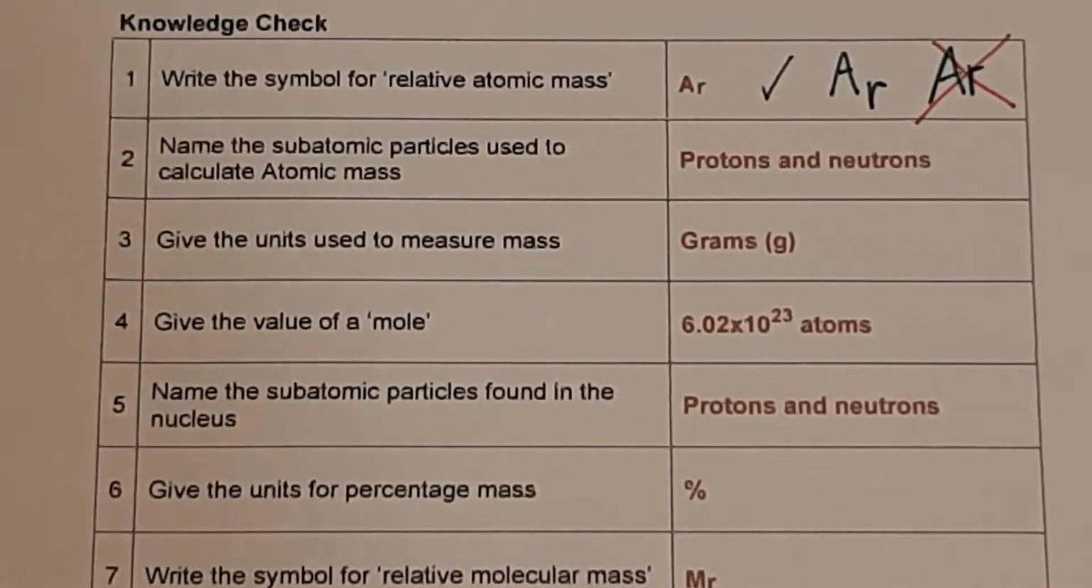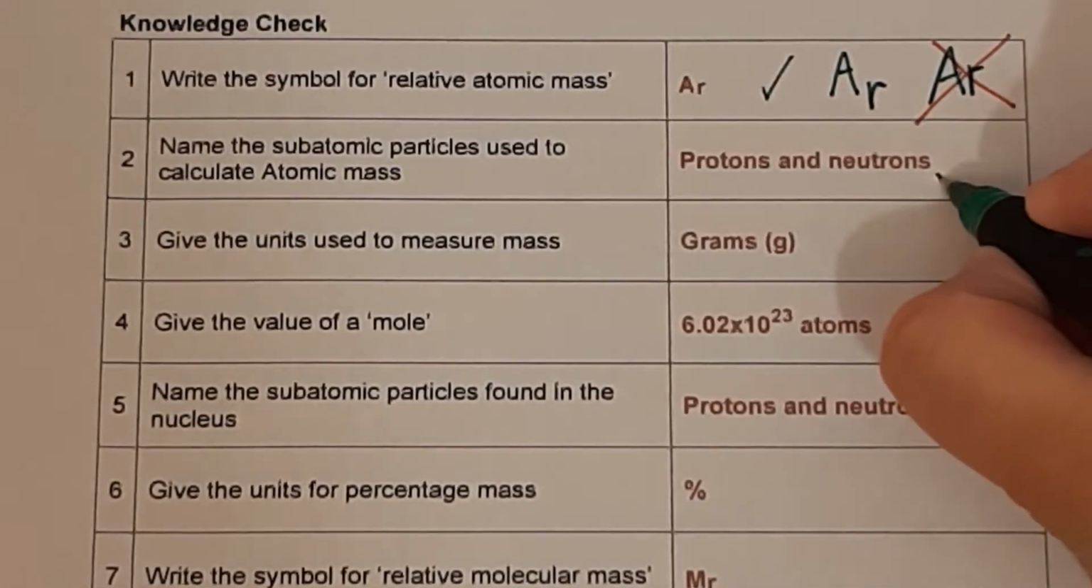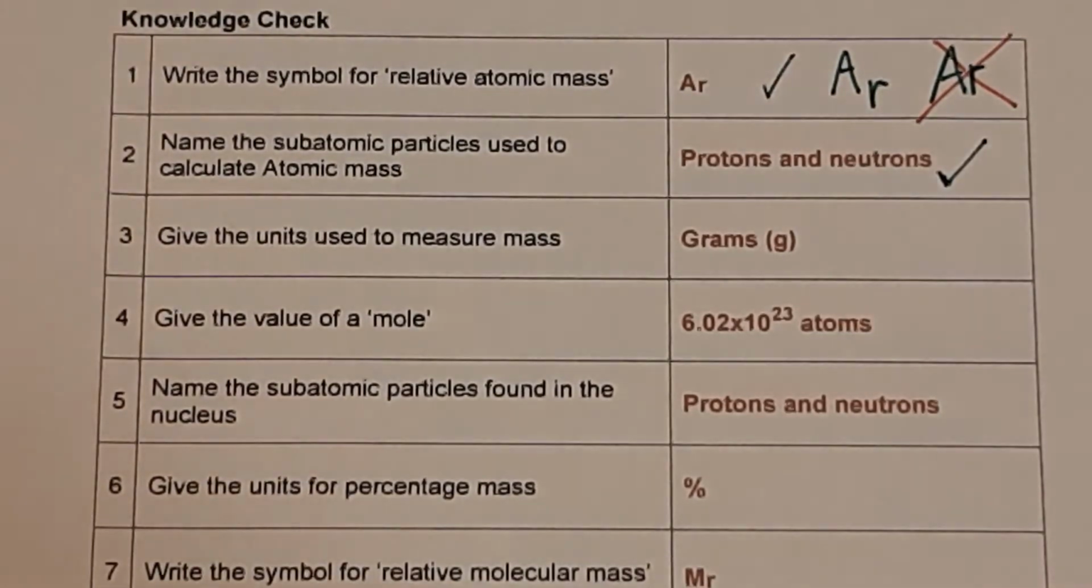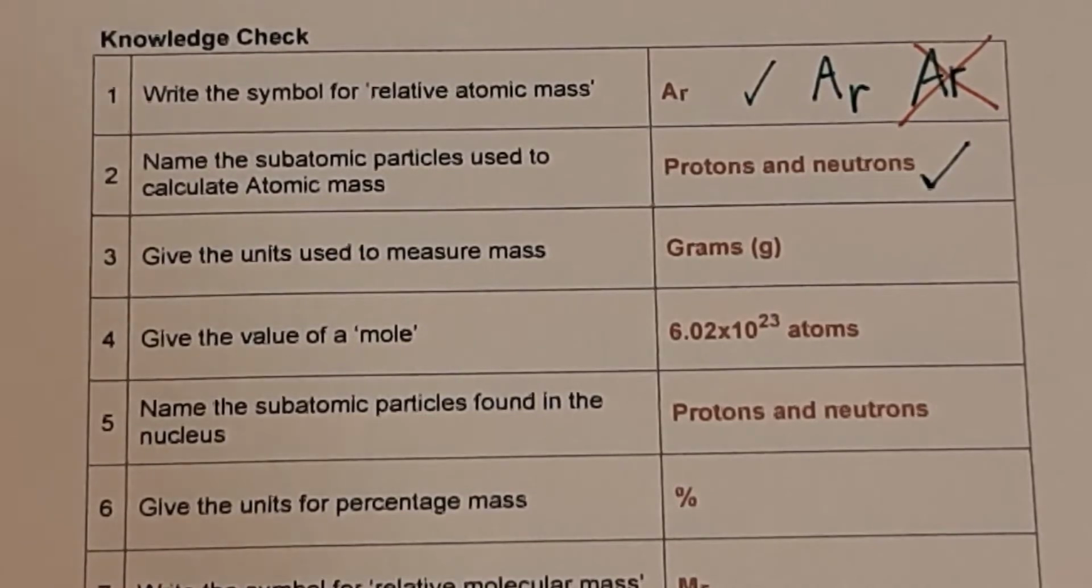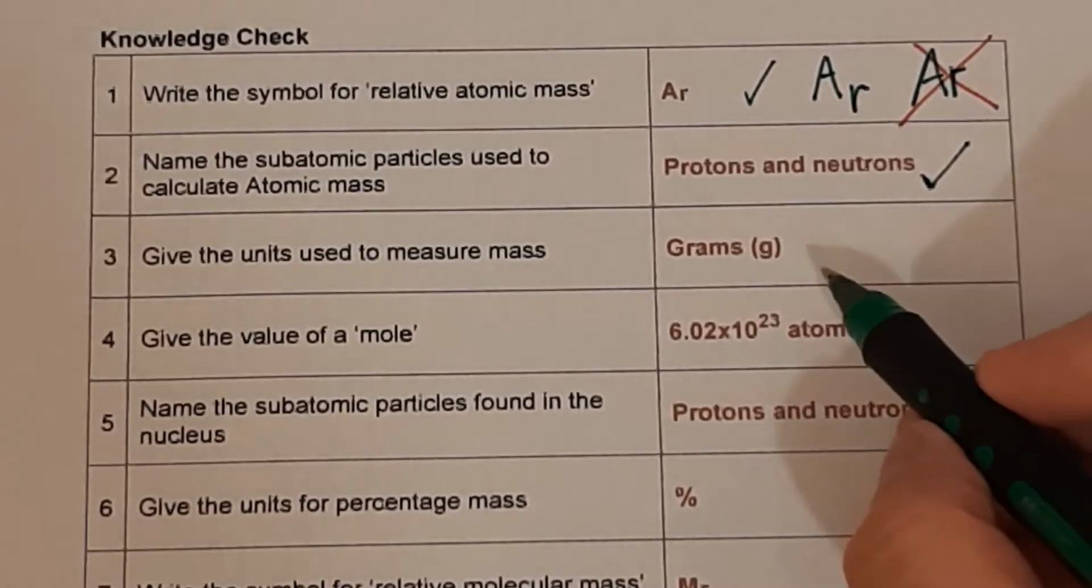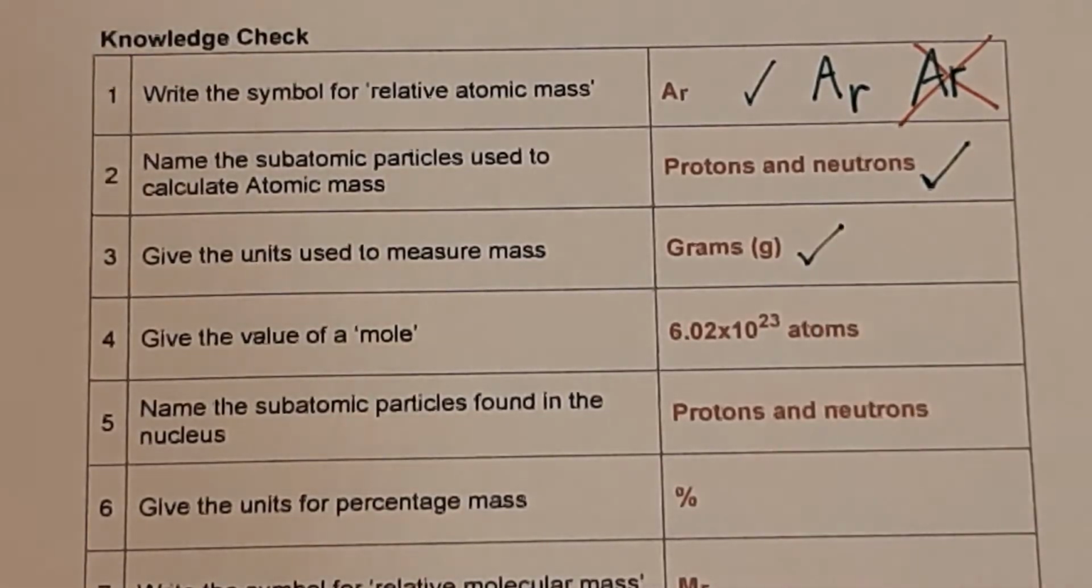Question 2. Name the subatomic particles used to calculate atomic mass. That would be protons and neutrons. Remember, if you've made any mistakes, please correct them in a different colour to the pen that you used to answer the questions. Question 3. Give the units used to measure mass. So that's grams or lowercase g.